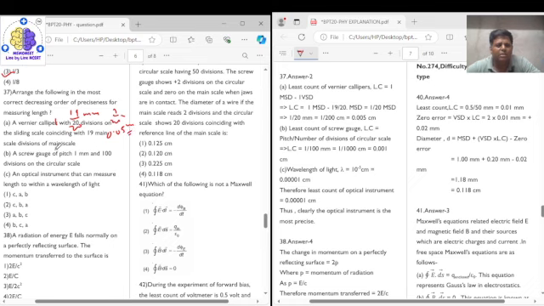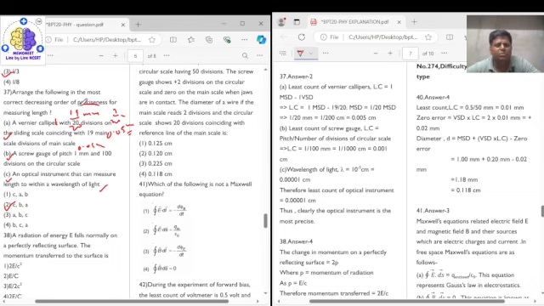So the screw gauge of pitch 1 millimeter and 100 divisions will give you 0.01 millimeter, okay? And the optical instrument can measure a length with a wavelength of light, right? So the most precise will be C, then B, and then A. C, B, and A. So question number 37 will have its correct answer as option 2. See, what we are doing here is they are asking which instrument is most precise.